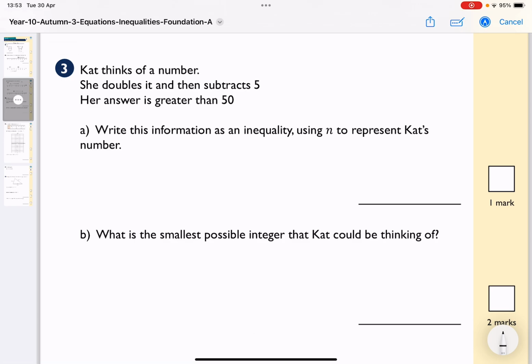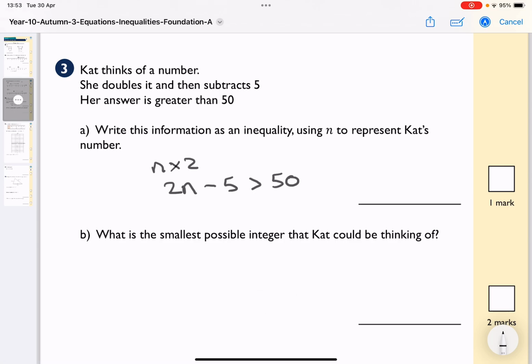Okay, question 3. Kat thinks of a number. She doubles it and then subtracts 5. Her answer is greater than 50. Write this information as an inequality using n to represent Kat's number. So, Kat's number is n. She doubles it, so she's timesing it by 2, and we would write that as 2n. And then subtracts 5, so it's 2n take 5. Her answer is greater than 50, so the greater than is pointing away because 2n minus 5 is bigger than the 50, and that is it.